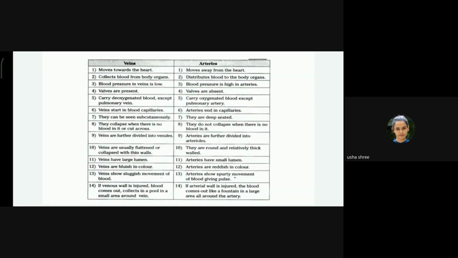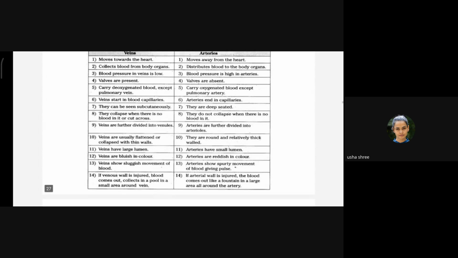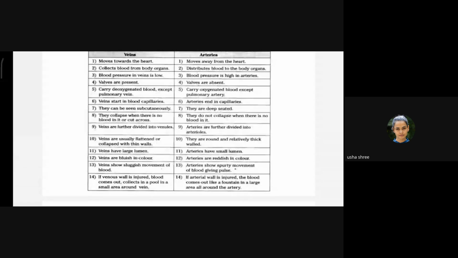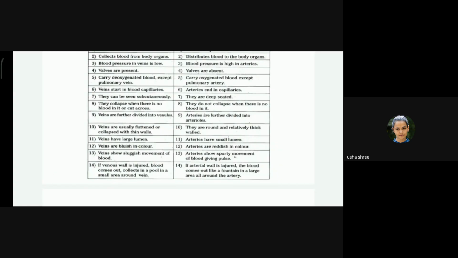And arteries are deep seated. Arteries are not just beneath the skin. They are a bit deep in body. Veins collapse when there is no blood in them or when cut across. But arteries do not collapse when there is no blood in them, because arteries are rigid. Right? We have already discussed that arteries are a bit rigid and they are having a good muscular wall. But veins do not have that. That is why veins collapse when there is no blood in them.